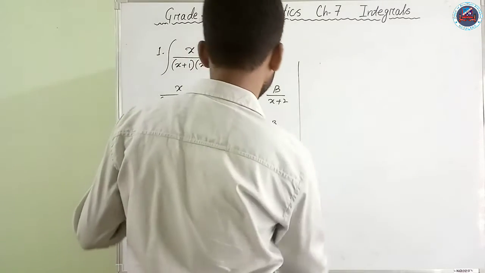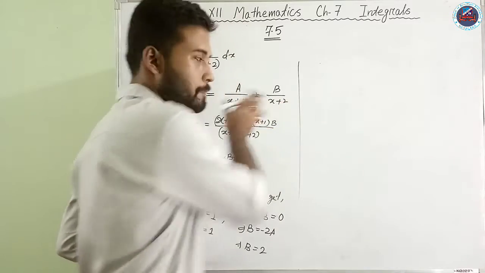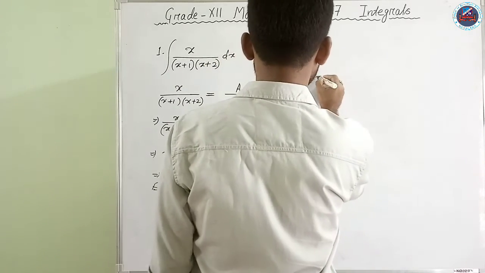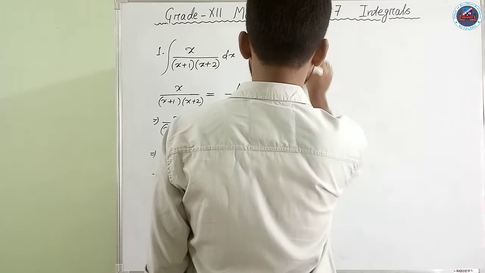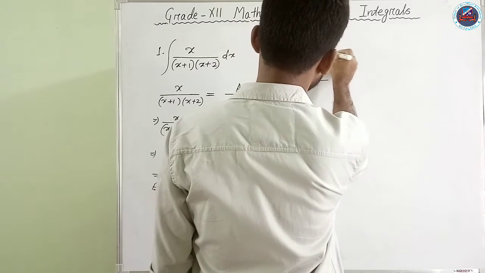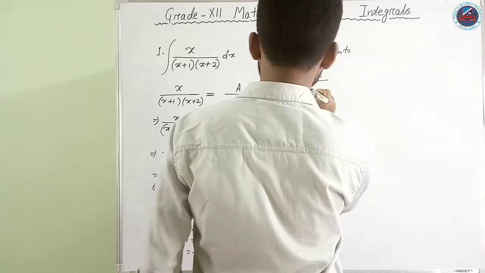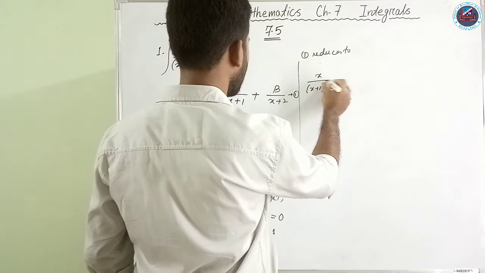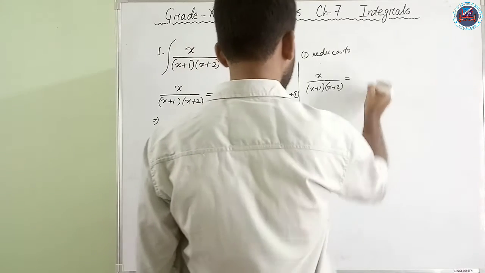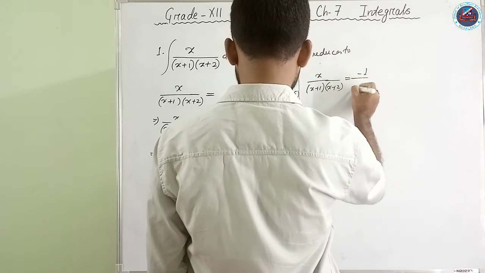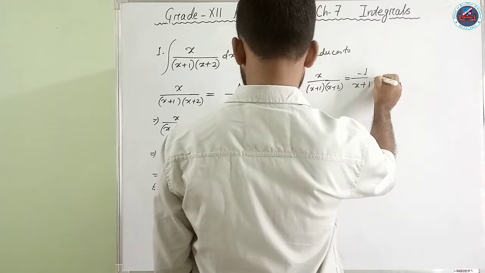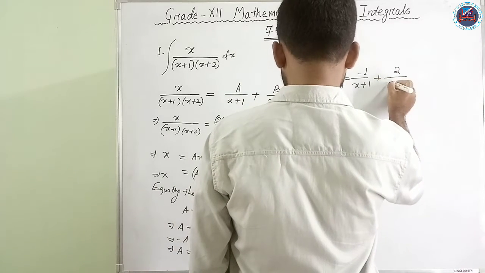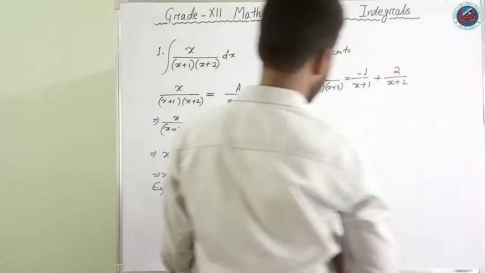Fine. Now what to do? Put these values in this place. Let us consider it as equation 1. So our equation 1 reduces to x by (x plus 1)(x plus 2) is equal to, in place of a we shall have minus 1 by x plus 1 plus, what is b, 2 by x plus 2.